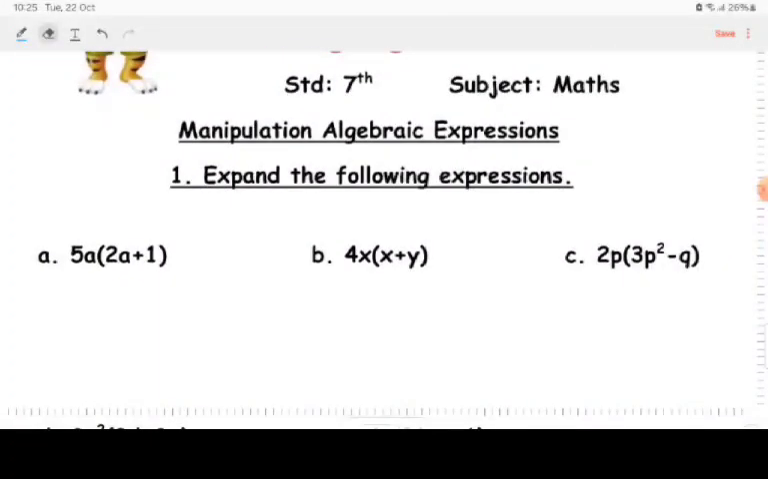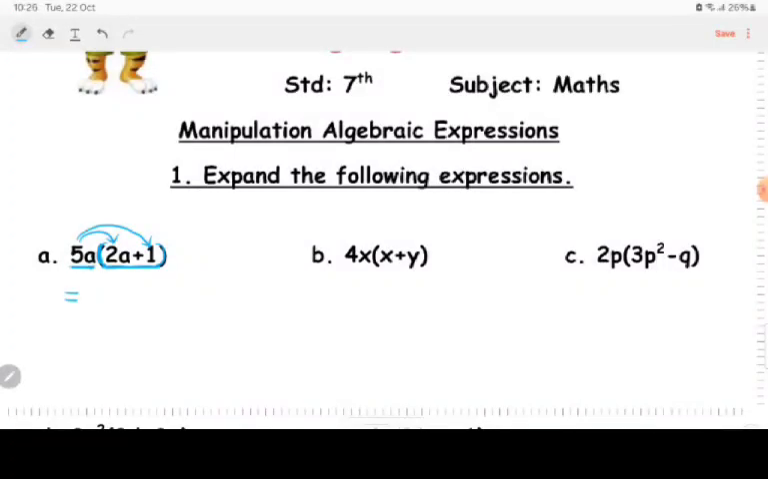Children, the most important thing is that you need to understand the meaning of the parenthesis. Parenthesis basically means the bracket. The numbers inside the bracket have to be multiplied with the number outside the bracket. So this 5a has to be multiplied by 2a, and this 5a again has to be multiplied by this 1. Let's see how we go about it.